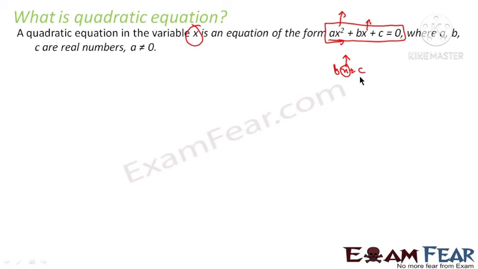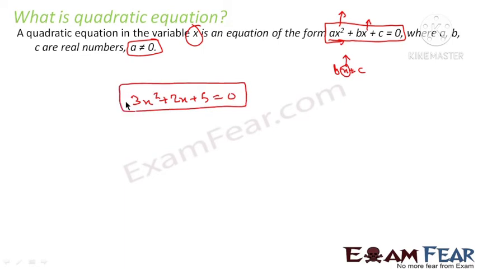A quadratic equation, as we have learned, is an equation where the highest power is 2. Here, the highest power of x is 2. Thus a quadratic equation of the variable x is nothing but an equation of the form ax square plus bx plus c, where a, b, c are real numbers and a should not be equal to 0. Let me take some examples. For example, 3x square plus 2x plus 5 is equal to 0. This is an example of a quadratic equation.